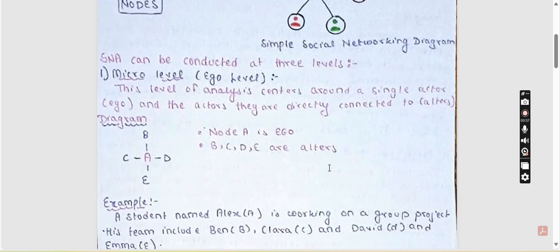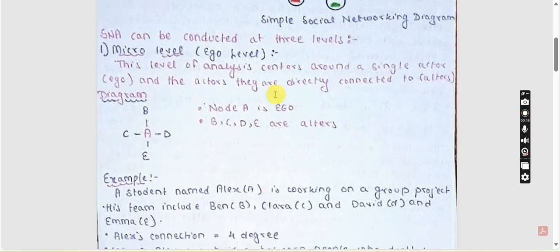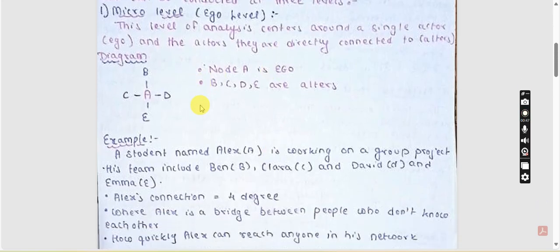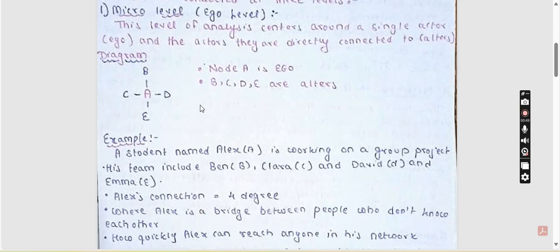To begin with, there are 3 levels of social network analysis. Namely, first, ego level, also known as micro level analysis. Ego level analysis focuses on a single person, the ego, and their direct connections, or alters. For example, a student's immediate circle of friends. We study things like degree, closeness, and betweenness to measure how influential or well connected someone is.